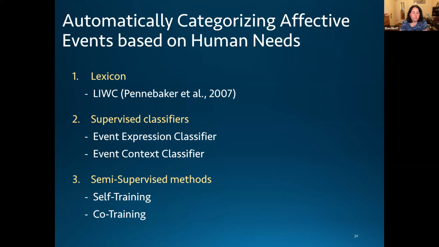We also trained two different kinds of supervised classifiers. One type of classifier was trained just on the event expression itself, just those words. The other one was based on the context around the event expression in the corpus, the sentences in which the expression occurred. And then we also tried two fairly straightforward applications of semi-supervised learning to see if we could further improve with unlabeled data. We just did straight up self-training and co-training.